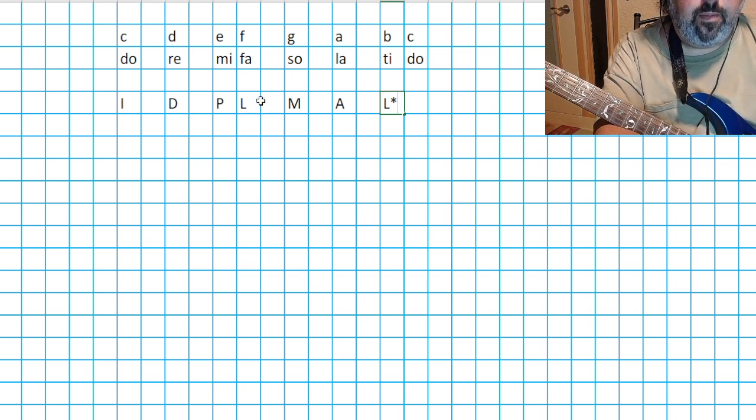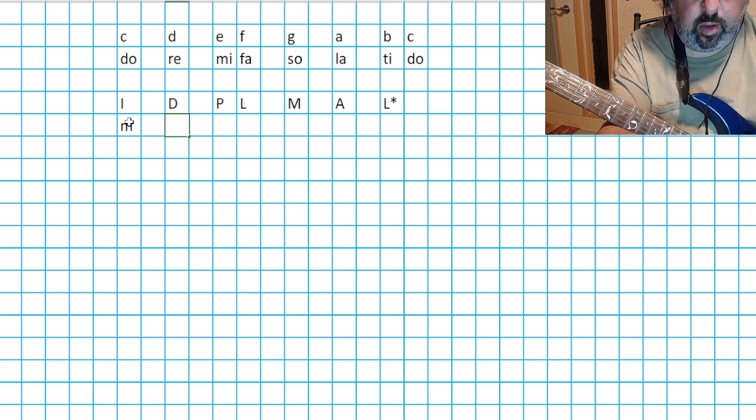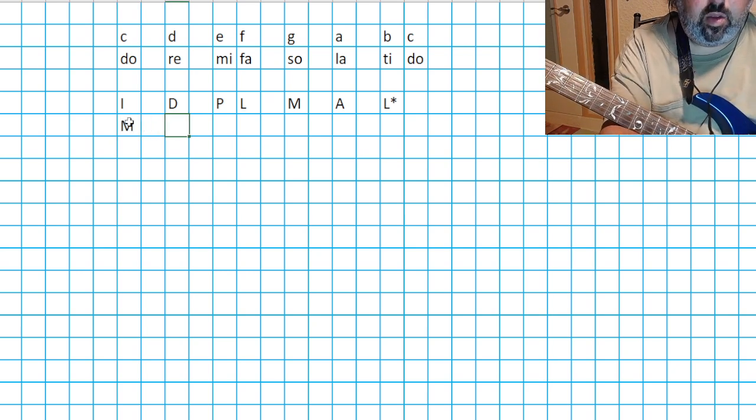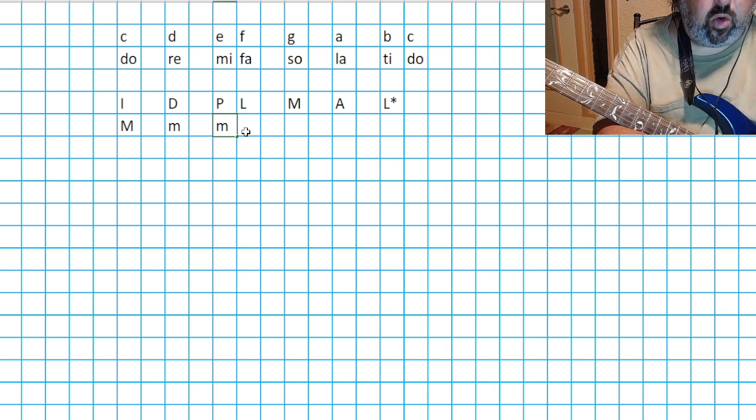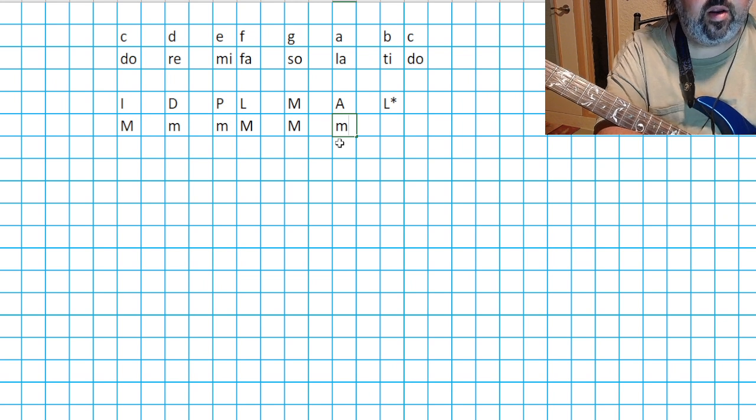Now, we should know that this is a major mode. This corresponds with the minor chord. Whoops, we screwed that up. Major mode, minor mode, minor chord, minor mode, minor chord, minor mode, major chord, major mode, major chord, which is also the dominant chord, Mixolydian, major, and Aeolian is minor. I'm sorry, we want an M there for minor, and this is the diminished.